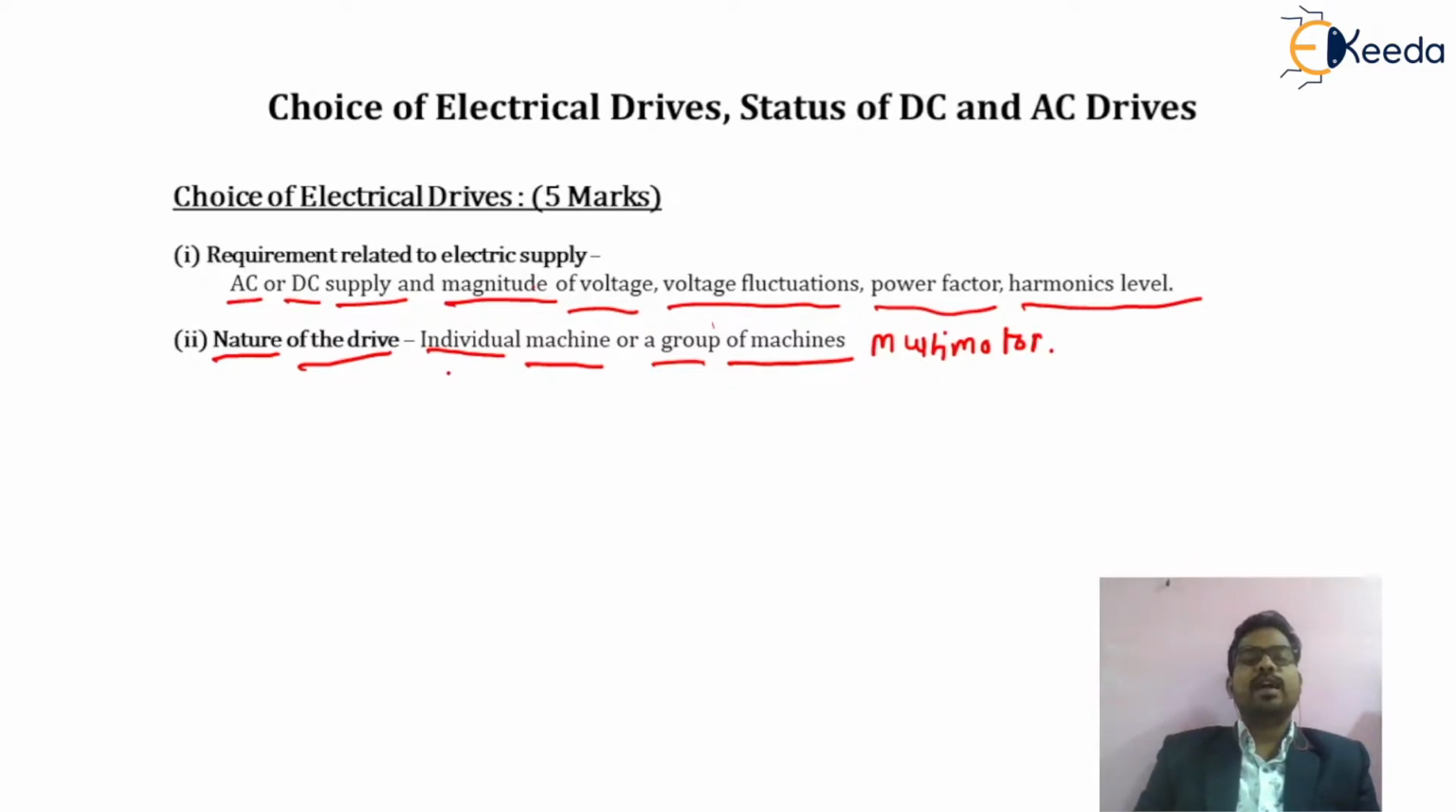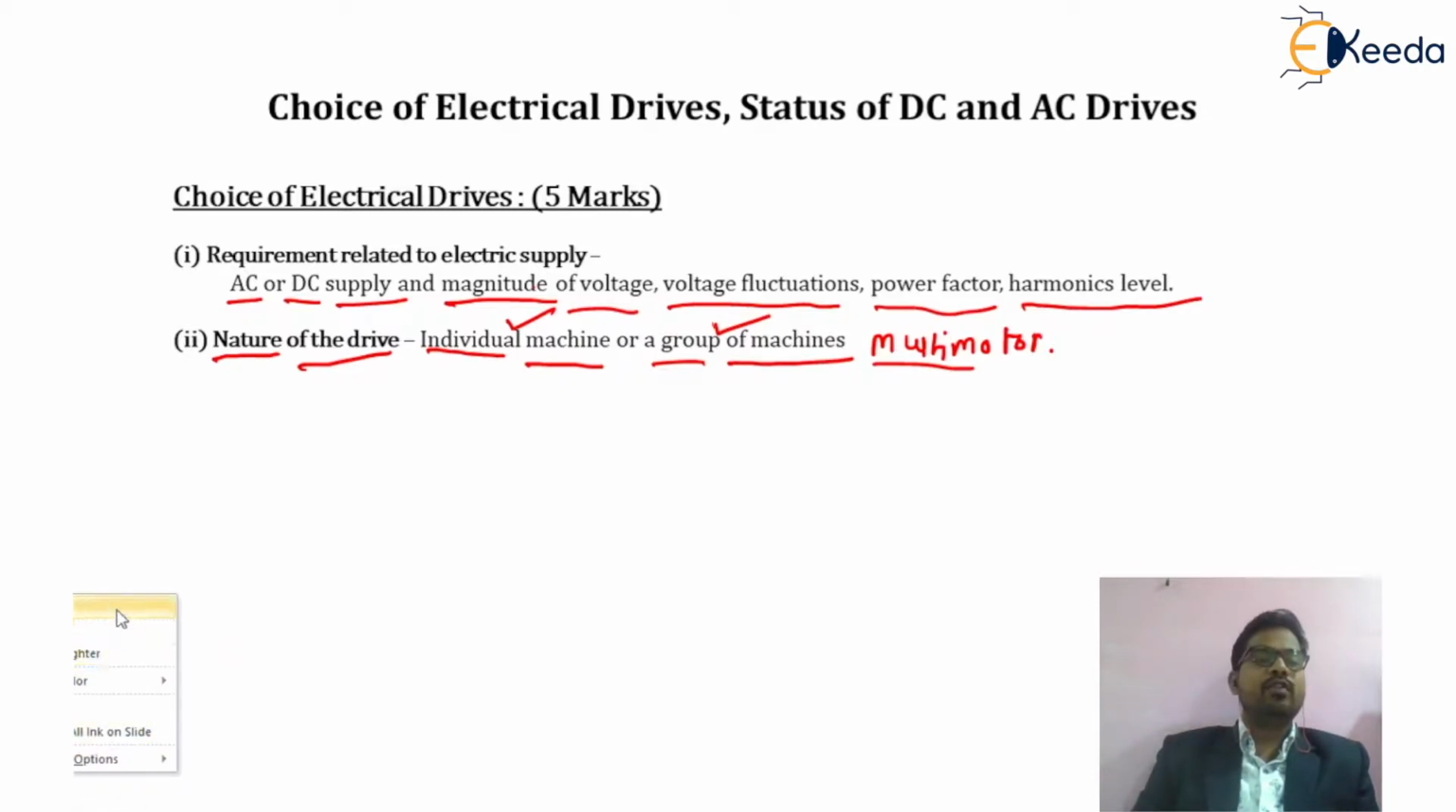What do we mean by the individual machine? If an individual motor is used for a particular application of a machine, then it is called an individual machine. If we are using a group of machines for a particular application, for the use of a particular drive, this is called a group of machines. And multi-motor drive means that we are using n number of drives to drive one particular type of machine. So this is called the multi-motor drive. This is a very important parameter while choosing the electrical drive.